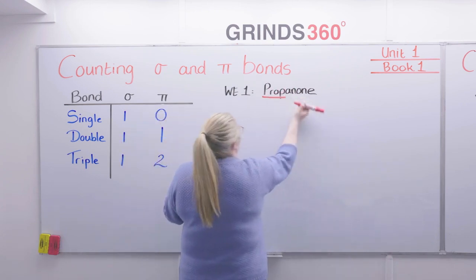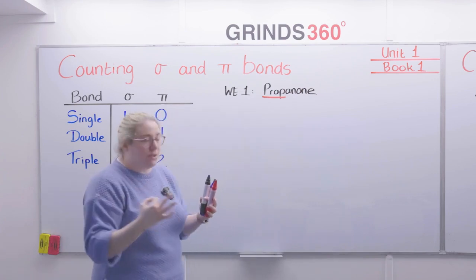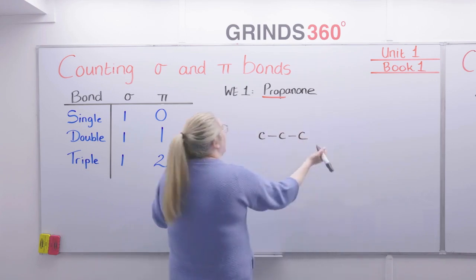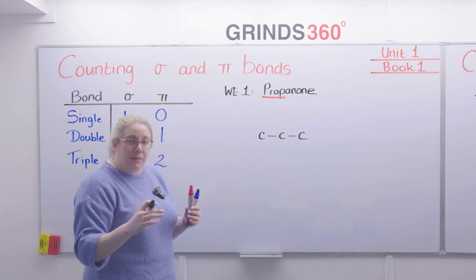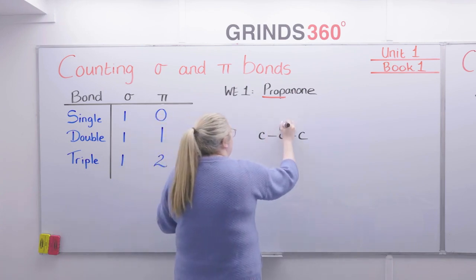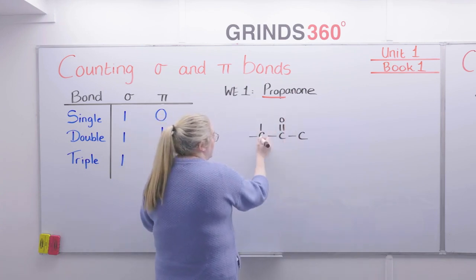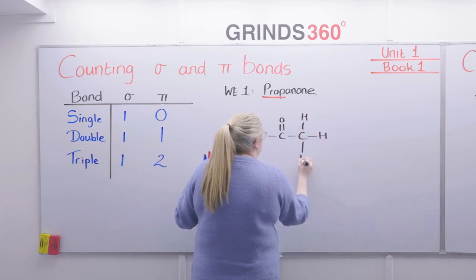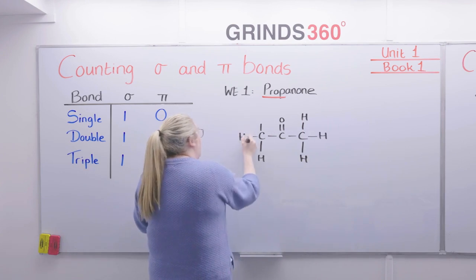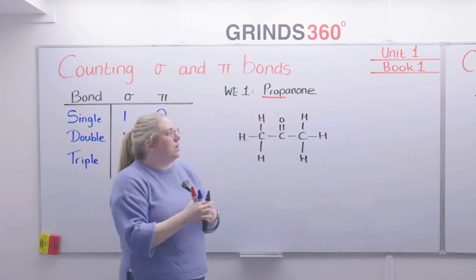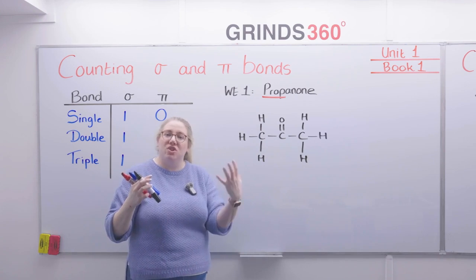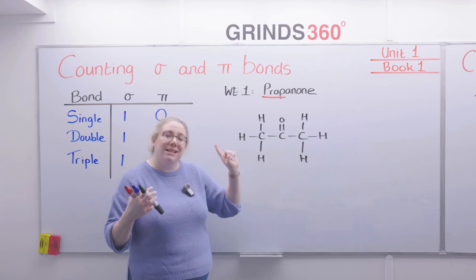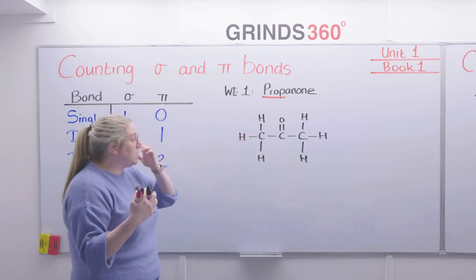Prop tells you the number of carbons. Prop is 3. So there's 3 carbon atoms: 1, 2, 3. And the anone or one tells you the family, which is a ketone. Now, that doesn't mean anything to you right now, but this is what a ketone looks like. Now, carbon has to have 4 bonds, so you have to fill in all the bonds to carbon and your hydrogens. Now, a lot of you will have come across propanone before, because propanone is actually what you use to take shellac off or gel nail varnish. It's acetone. Acetone is its commercial name. Propanone is its IUPAC name, and we call it propanone in chemistry.